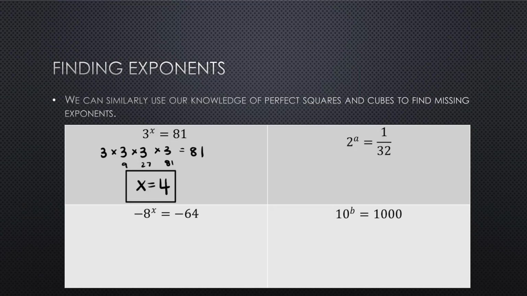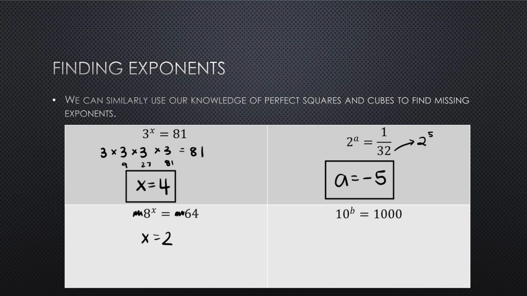The next one is a fraction, which might throw you off, but all it does is make your exponent negative, right? So 2 to the 5th is 32, and since it's a fraction, my answer would be a equals negative 5. The next one is a little weirder still. Since both sides are negative, I can actually just ignore it. It's kind of like dividing out a negative 1. So I just get x equals 2. Tens are fun because you can count the number of zeros, and that tells you what the exponent is. Since this one has 3 zeros, it would be b equals 3.